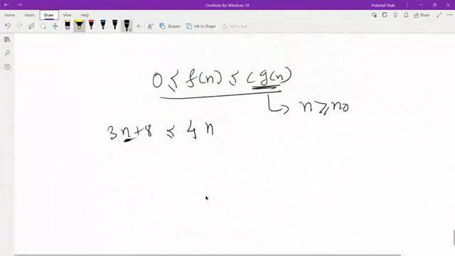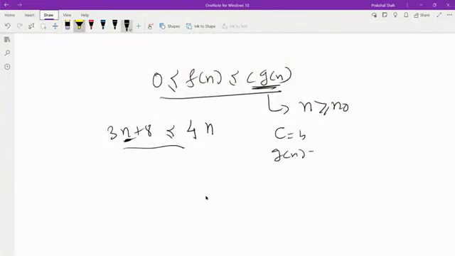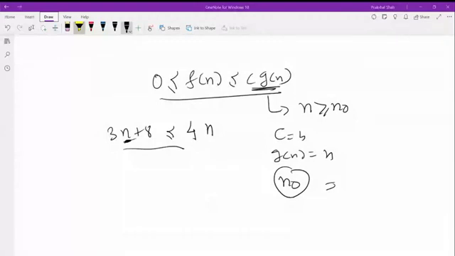Okay? So in that example we considered c equals 4, g of n equals n, and we found n0, right? We found n0, after which value it's true. Yes or no, Joseph? Right? So as I said, it will always be your hit and trial method. There can be multiple answers that can be true, but you need to find the one as close as possible.